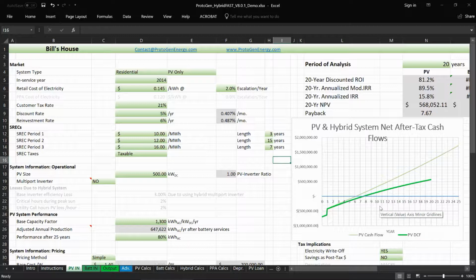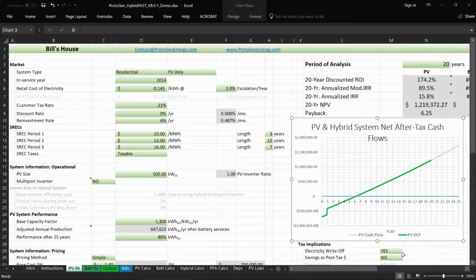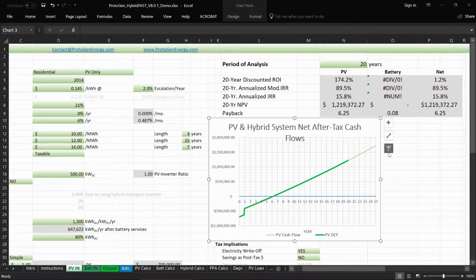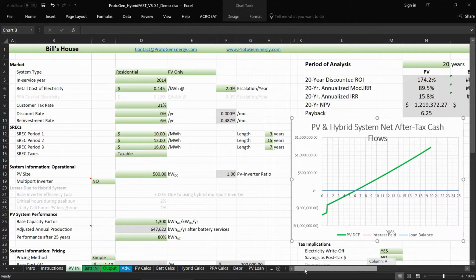This calculator accounts for that with the discount rate. So as you'll see, if I change this to 0% per year, the PV cash flow and the PV discounted cash flow are going to directly overlap each other because this takes the effect of interest, or the effect of the time value of money, out of the equation. So now they're directly overlapping. And let's get rid of that other line while we're here, once again to keep things as clean as possible.